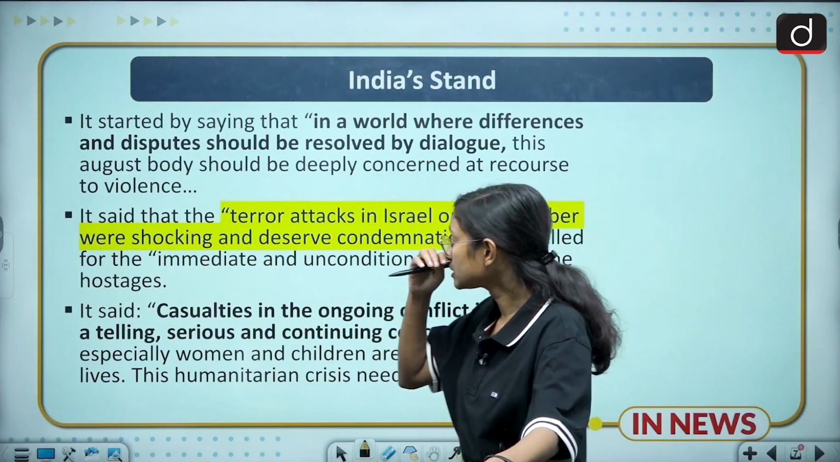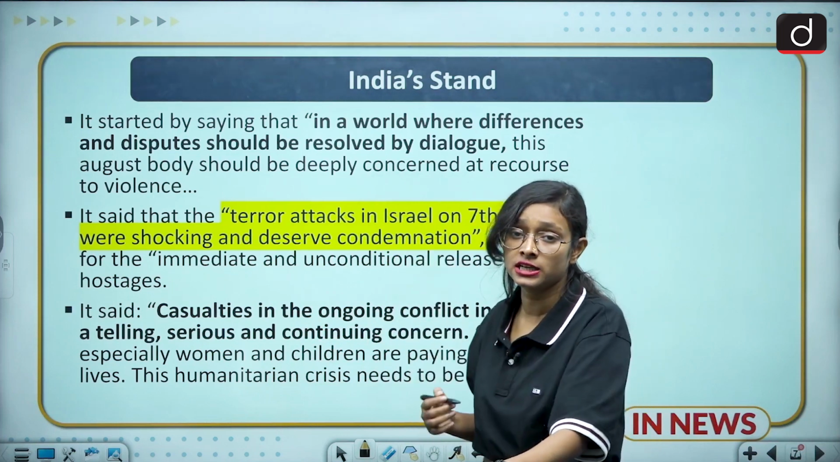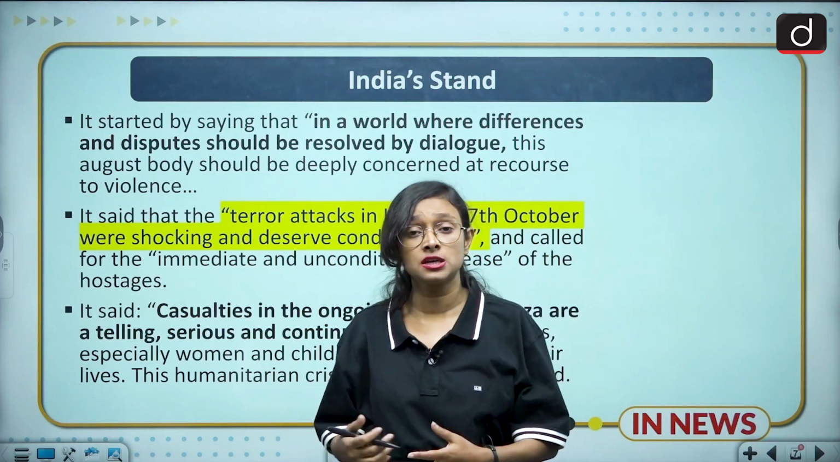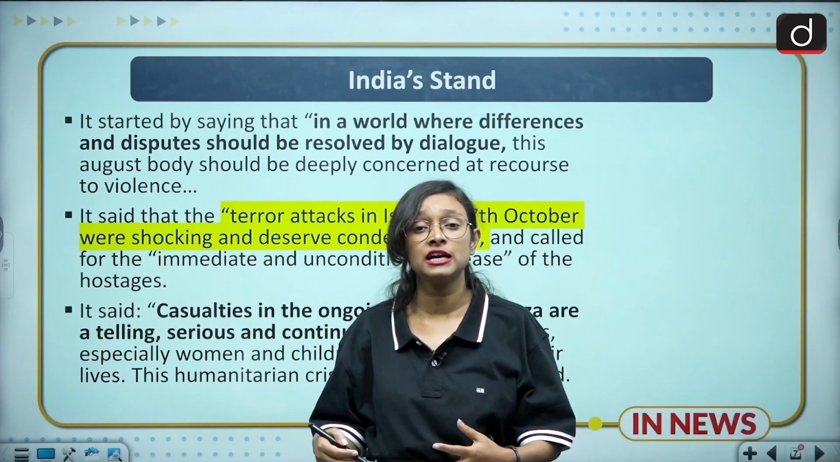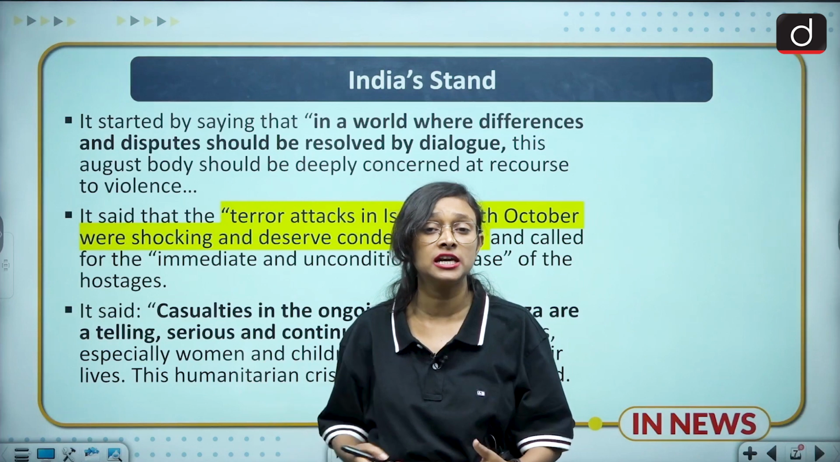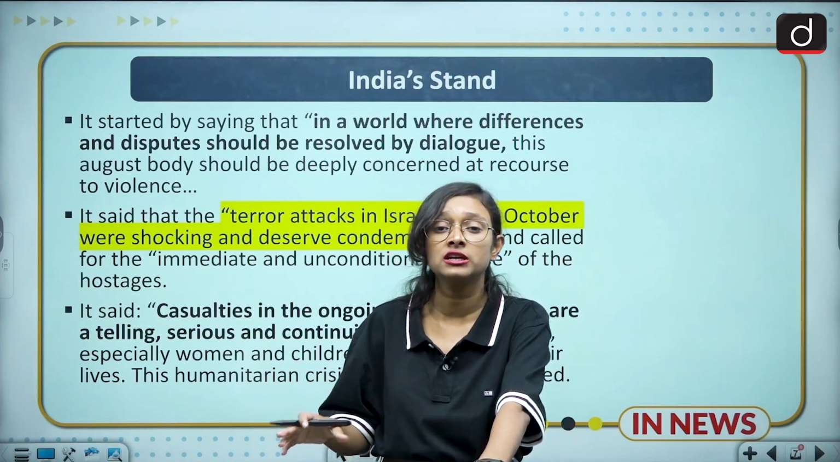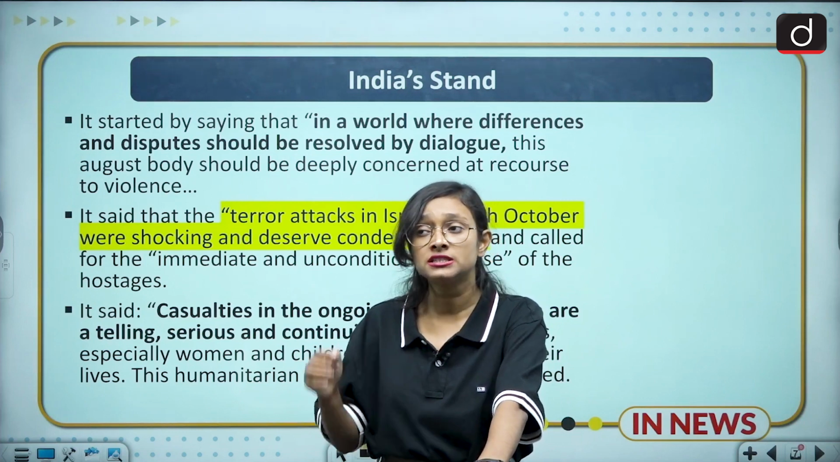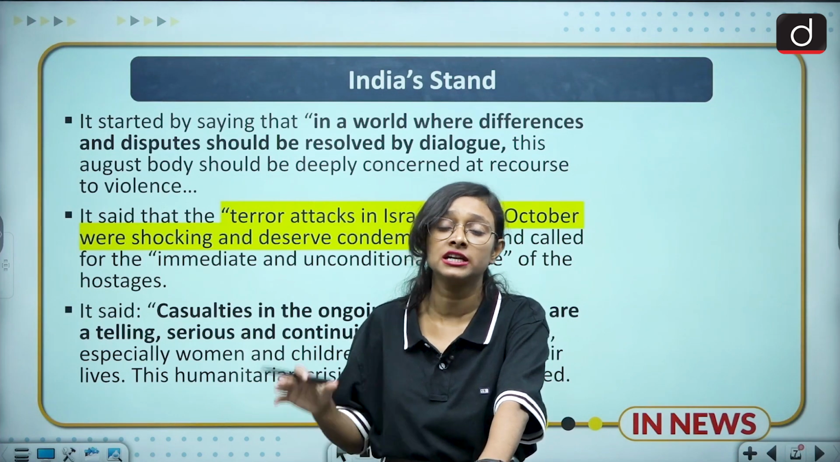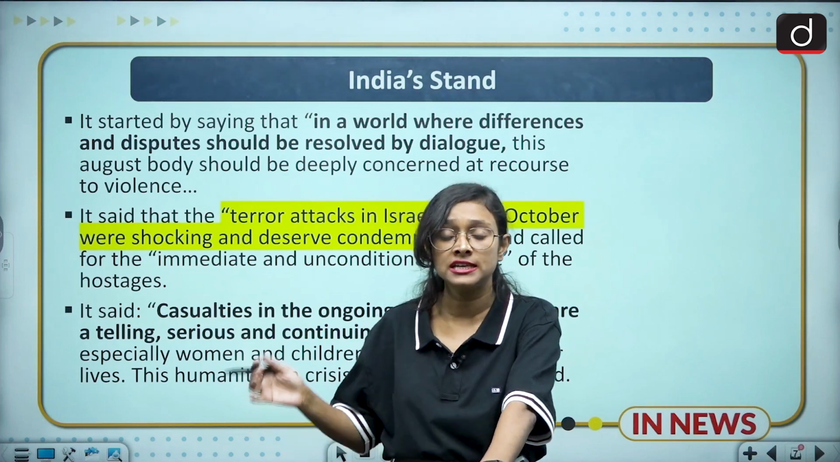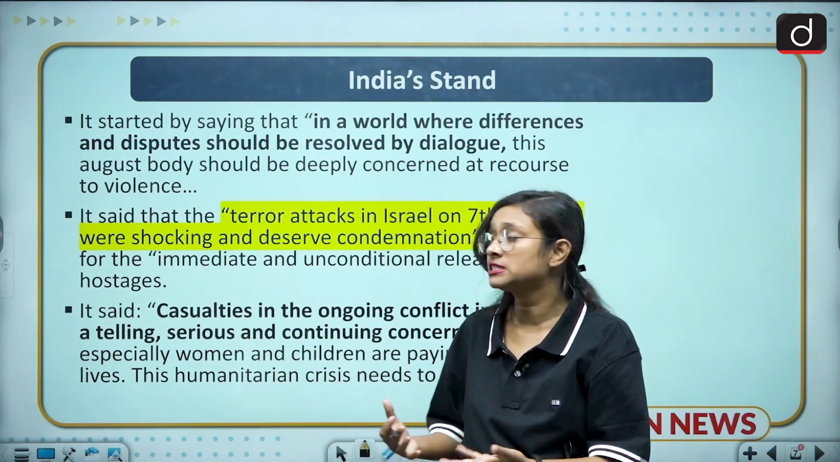And what is the next stand? India highly condemned the terror attacks, and India said that terrorism and terror attacks have no boundaries, nationality or race. So it did not take the name of Hamas, and it did not take the name of any country. It simply condemned terrorism, saying that it should not be promoted in any way. So this is India's stand on it. And what are the other stands India has?